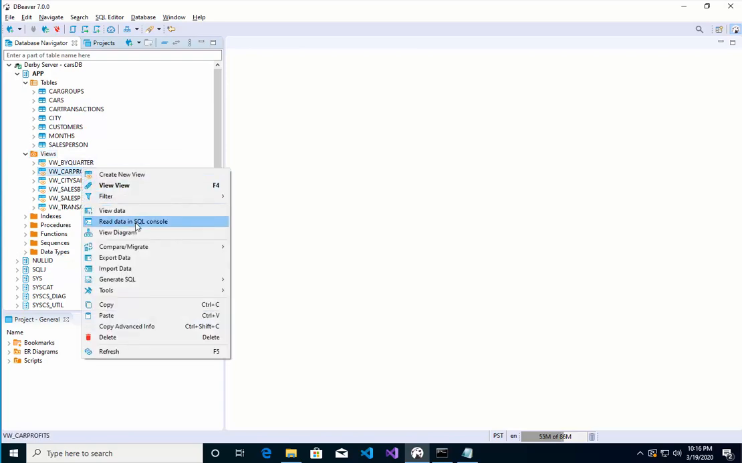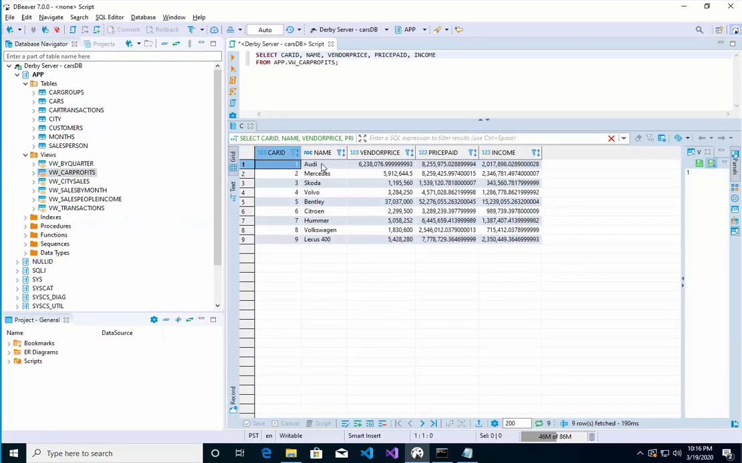View car profits. So this represents that the Audi, this is the vendor price of the Audi. This is the price paid by the customer. This is the income generated for all the Audis. Okay. There goes Mercedes-Benz. Same thing here. Generated this much income. I'm sorry, this is the vendor price. This is the price paid by all our customers. And this represents the income generated by the Mercedes-Benz.